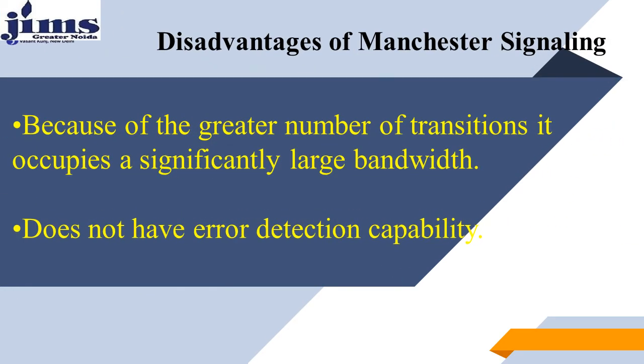As far as the disadvantage of Manchester signaling is concerned, because of the greater number of transitions, it occupies a significantly large bandwidth. The disadvantage that we face when we choose Manchester encoding is that every time there is a transition, either from plus V to minus V or minus V to plus V, depending upon 1 or 0, we require a large bandwidth. And large bandwidth is always a disadvantage for us, because limited information is to be sent because of the large bandwidth required for that signaling, right? This one does not have error detection capability. This is another.